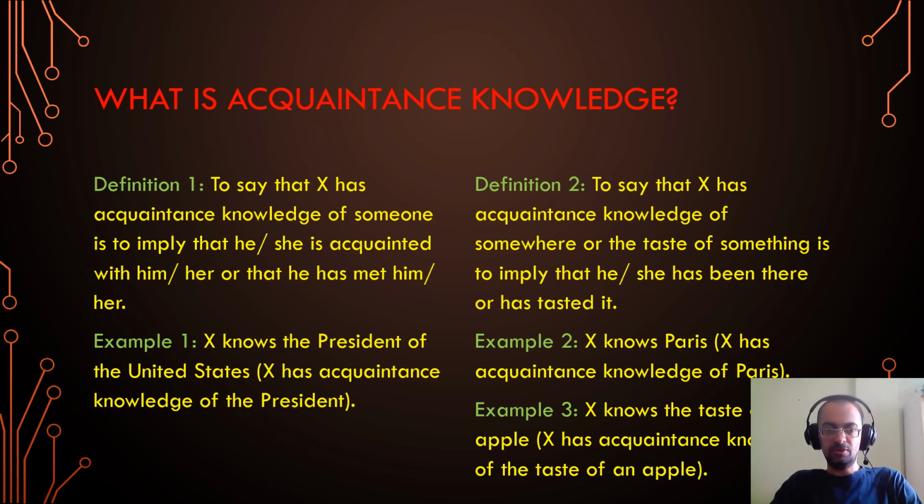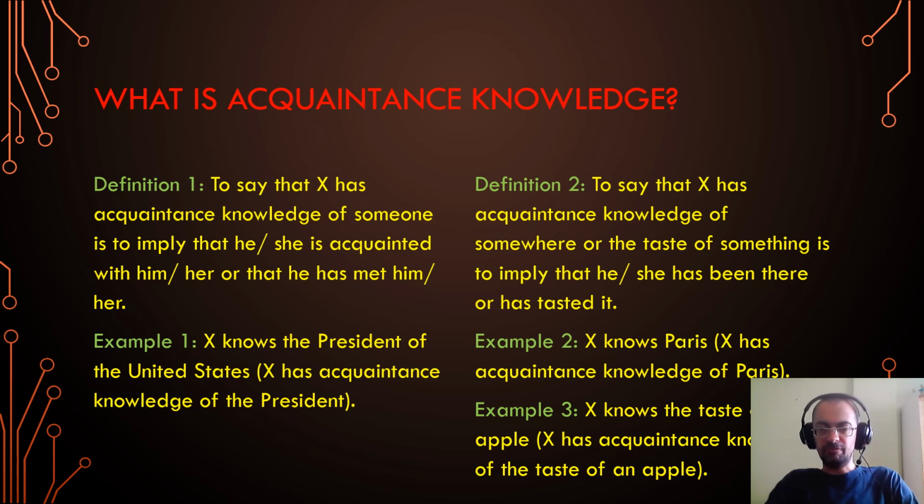For example, in our example 1, we can say that X knows the President of the United States. It means that X has acquaintance knowledge of the President in this sense. He has met with him, maybe had some conversation, and can give us some information about this meeting, about this first-hand experience. But acquaintance knowledge cannot only be associated with persons or personal meetings.